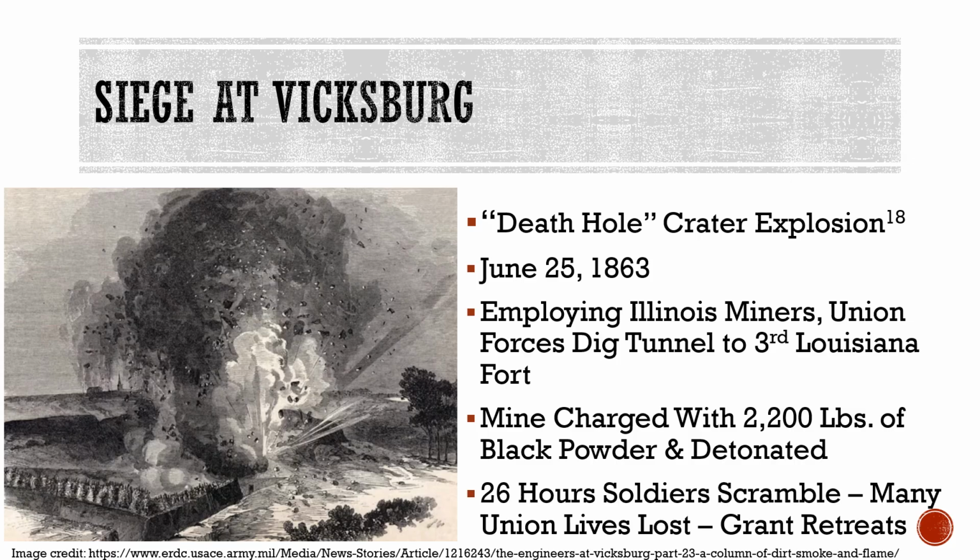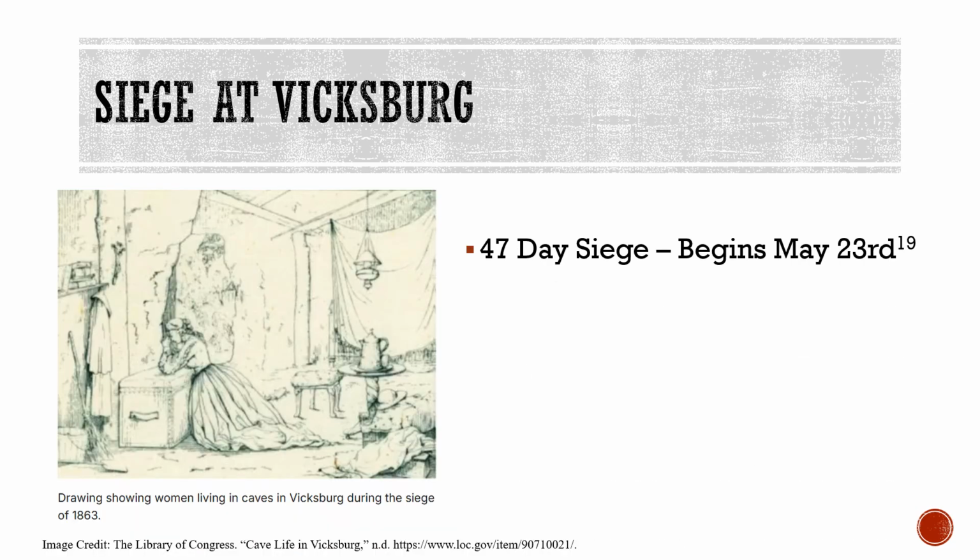In this crater, the Union and Confederate soldiers battle for 26 hours straight. The Confederates had the upper hand. They had the higher positions, so there were quite a few Union lives lost. Eventually, Grant does retreat. The 47-day siege of Vicksburg begins on May 23rd.